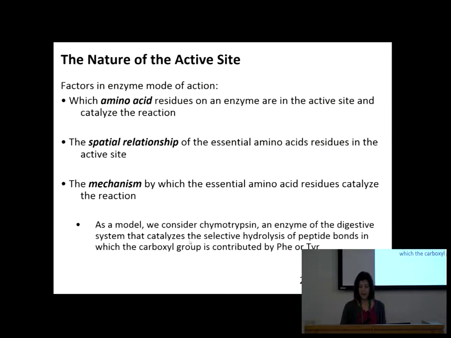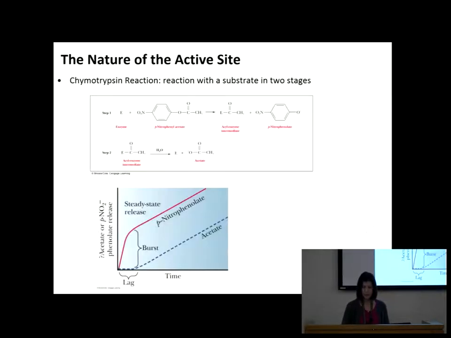And again, we are going to consider chymotrypsin. And chymotrypsin, again, catalyzes the breakdown or hydrolysis of peptides near phenylalanine or tyrosine residues. Now, a little bit about chymotrypsin again.